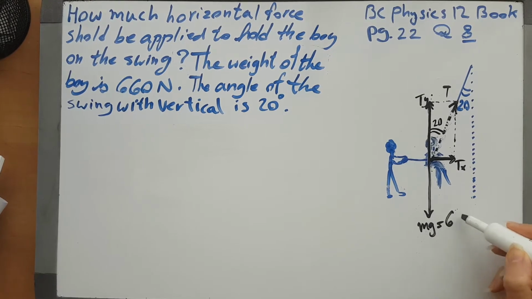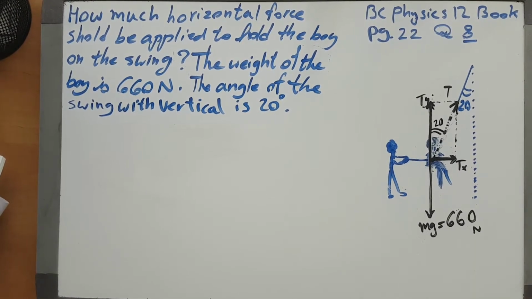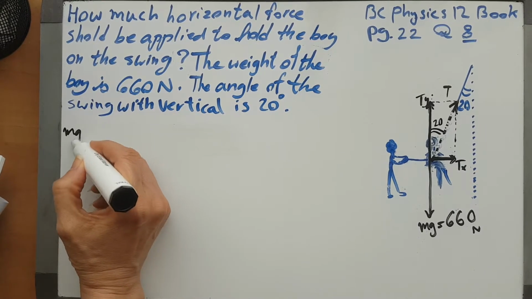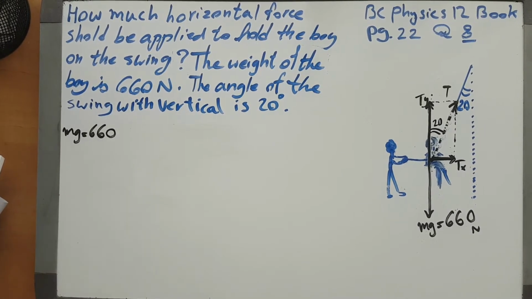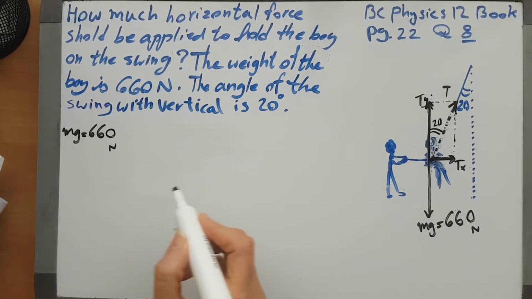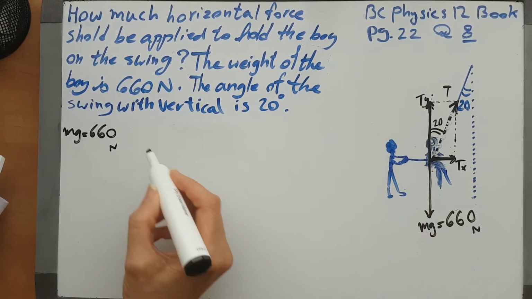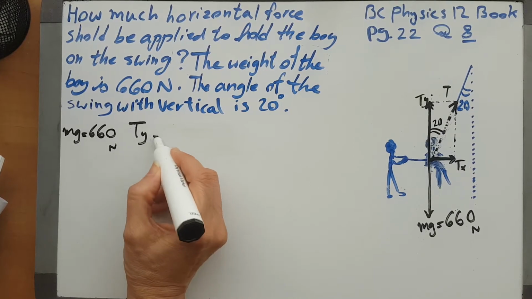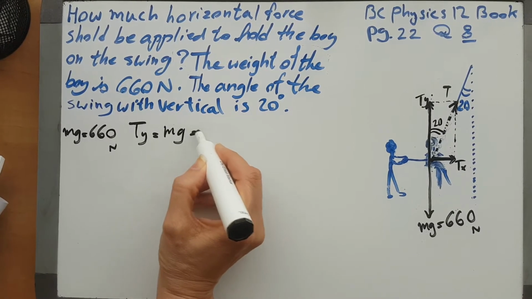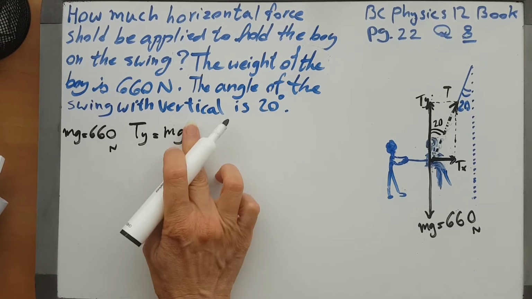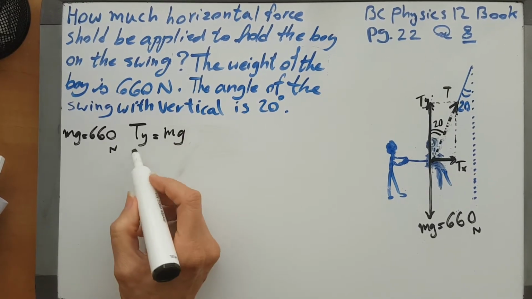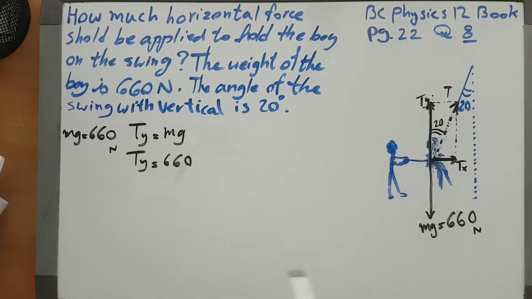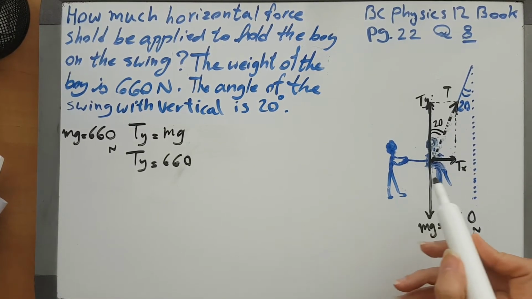The mg, which is 660 newtons, is given to us, and this mg would be equal to Ty, of course, right? We know that Ty equals mg, so Ty equals 660. I found my Ty.